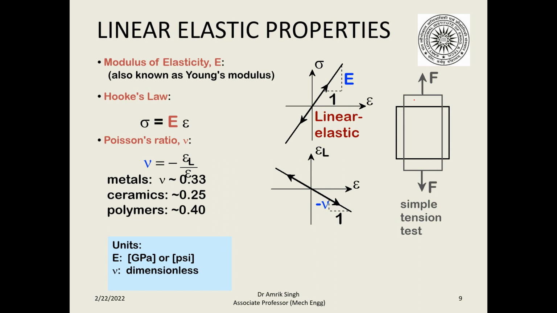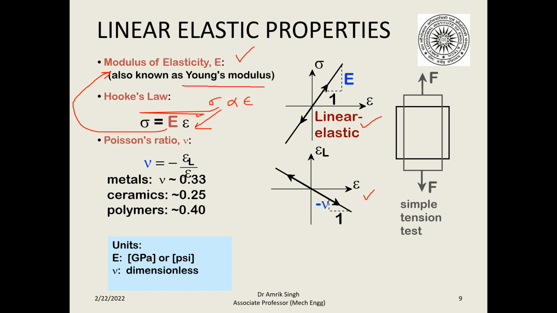Then linear elastic properties. Simple tension test. The linear elastic region has linear strain, you see. Modulus of elasticity, we learned yesterday, is also known as Young's modulus. By Hooke's law, the stress is directly proportional to strain. If we remove the sign of proportionality, we get this expression, and E is our modulus of elasticity.